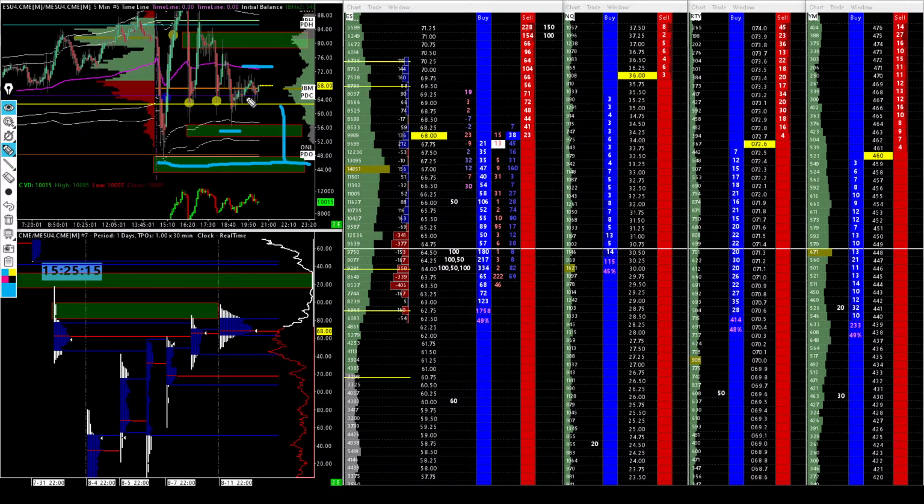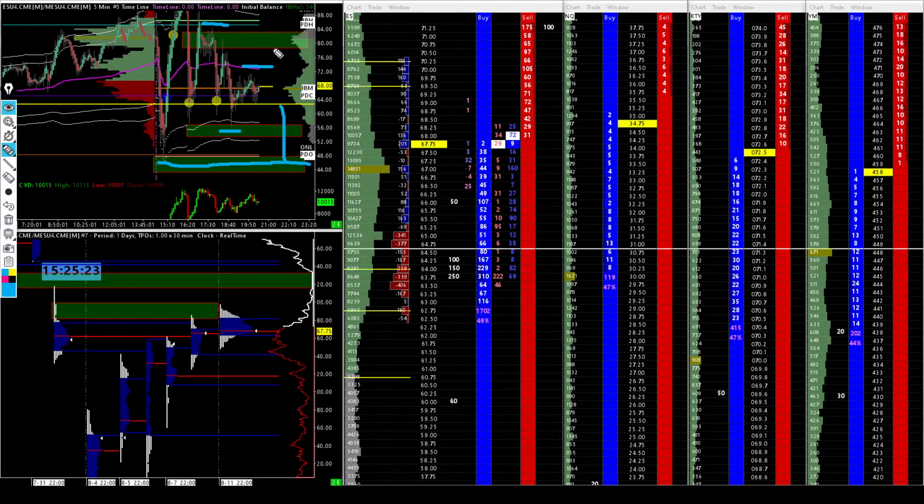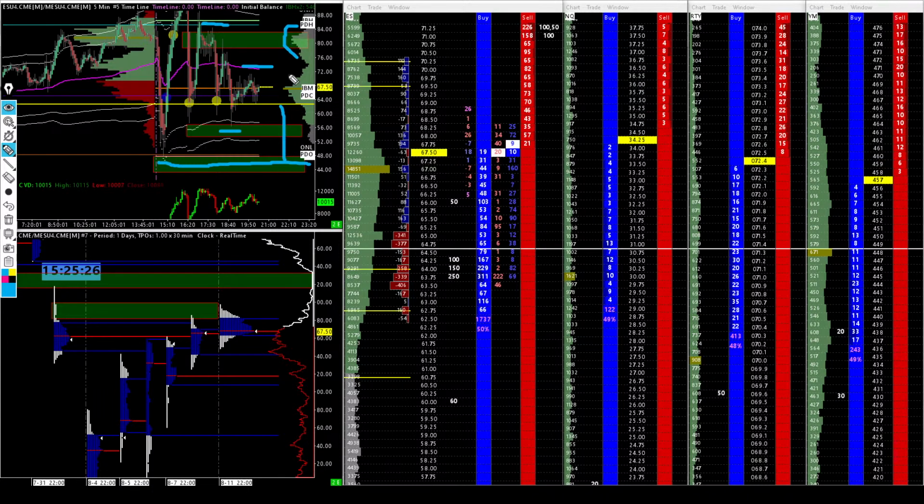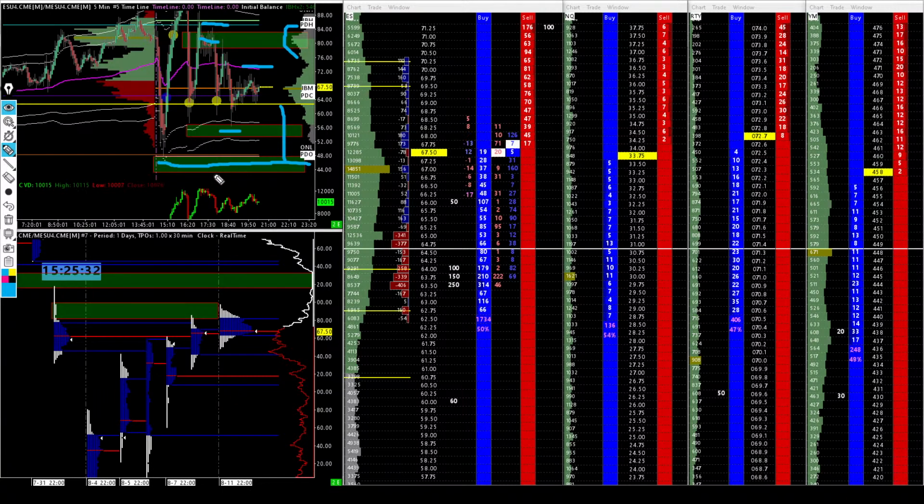I don't actually really like sweeping anything to the upside, to be honest. I don't know, what would you maybe sweep here? But then they need to get through this high volume node here, which I don't think is going to happen. I think the only sweep is to the downside, maybe here and here. You can see.